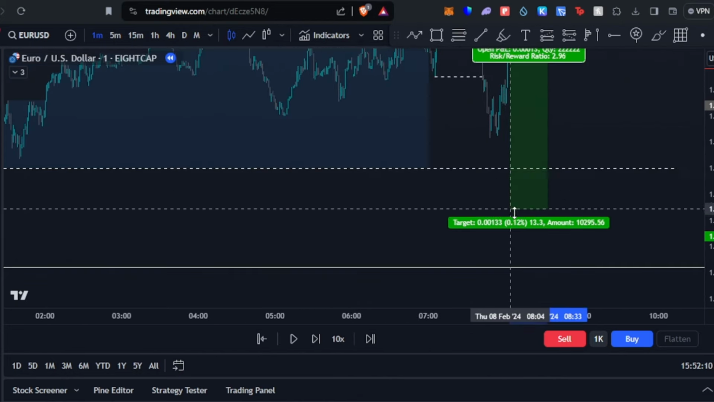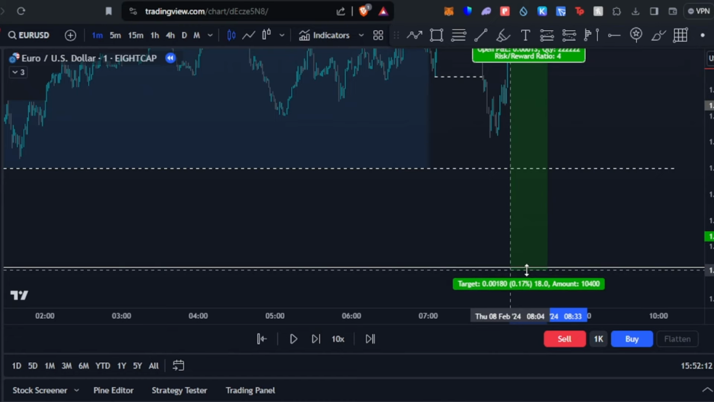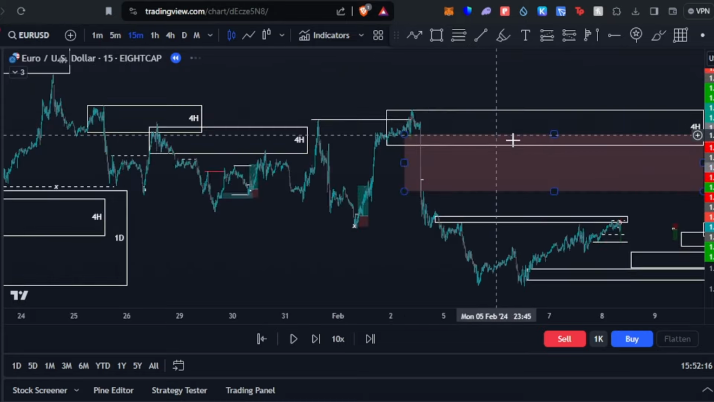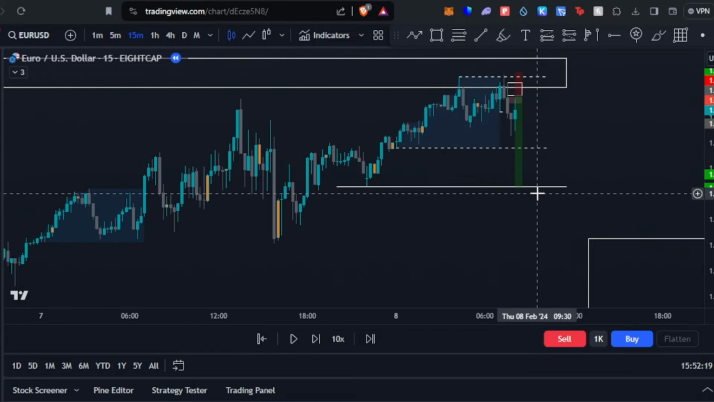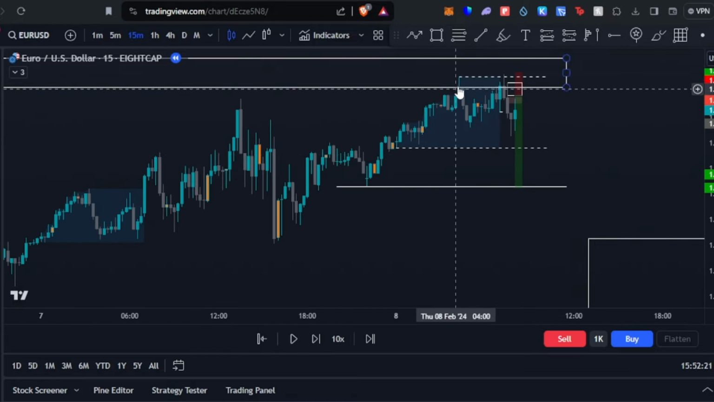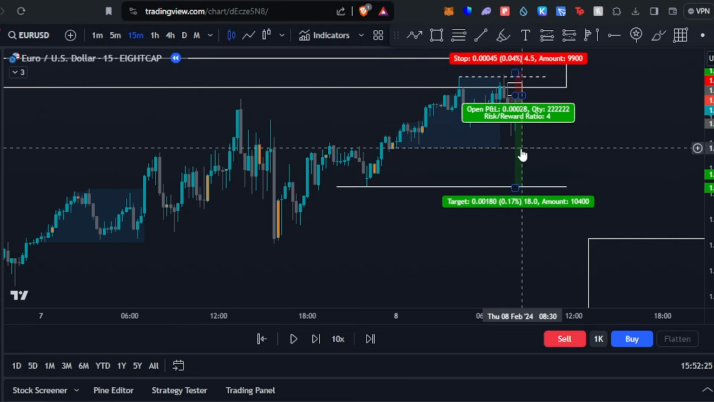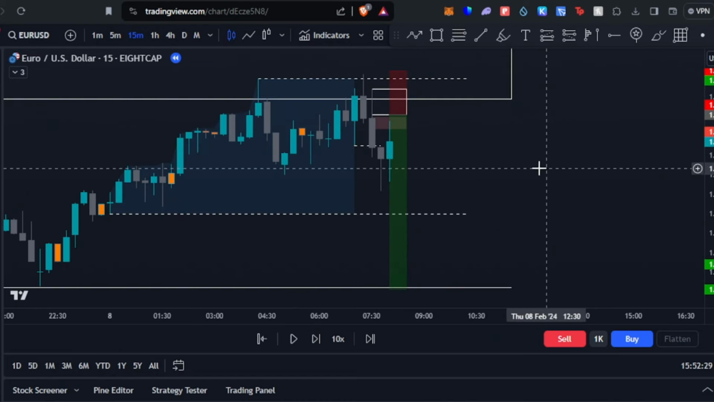But then I also wanted to take it just a little bit lower so we can target all the way down there. And if we jump up onto the 15 minute, what we can see is that was the low of this range too. So that was the extended target for this trade, but our immediate and first target was the low of the Asia session range.